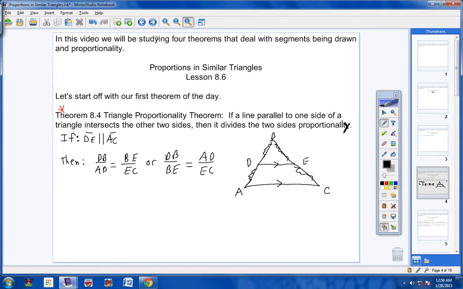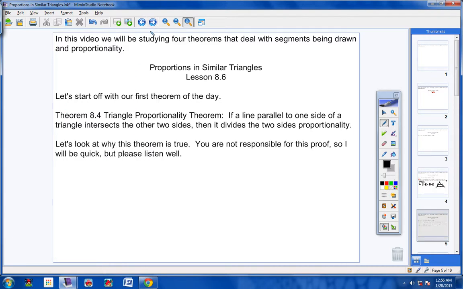Okay, alright, now let's look at why this theorem is true, and I'm really not going to do a proof. Okay, you are not responsible for this explanation. So I will be quick, but please listen well. If you want to take notes, great. If you don't, I understand, but please listen to this explanation. I think it's really important that you see this, okay?